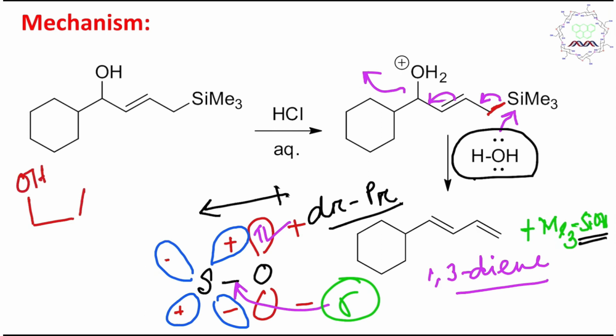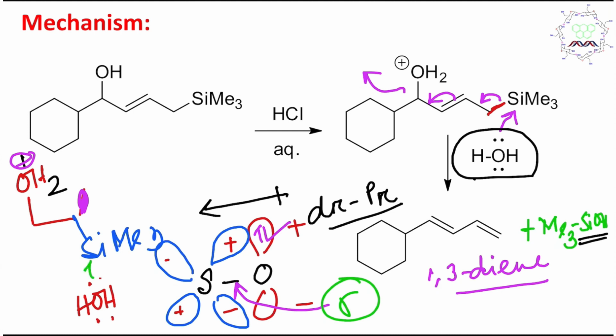So in acidic medium, what you can expect is that this OH2 will be protonated as OH2+, and you can just forget this part, OH2+, and this is actually SiMe3. So what water molecule can do, water can act as a nucleophile and attack this silicon center. What you can expect is that it will attack, and this OH2 is a good leaving group with a positive charge.